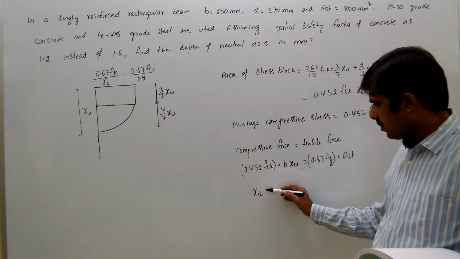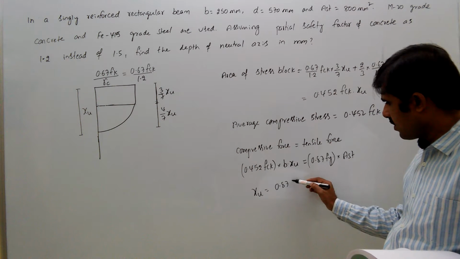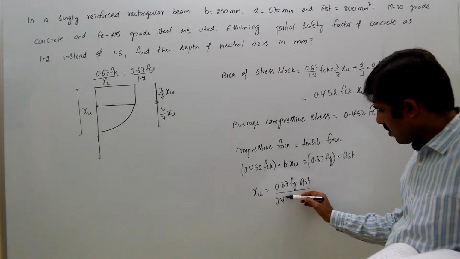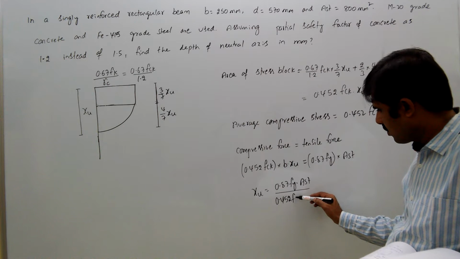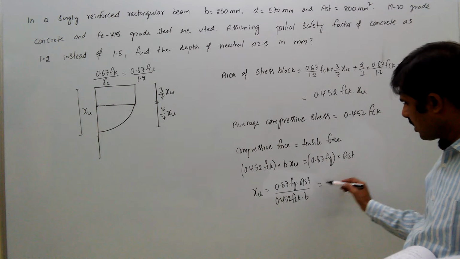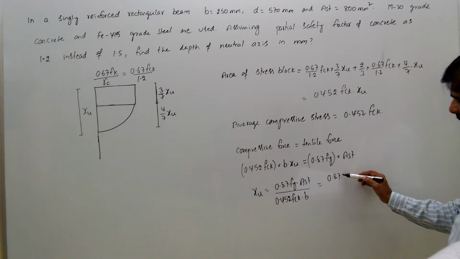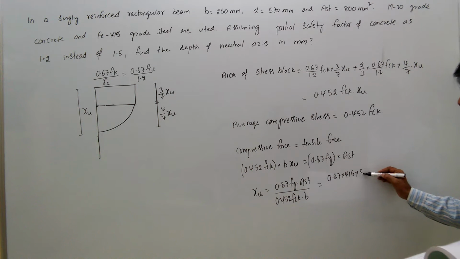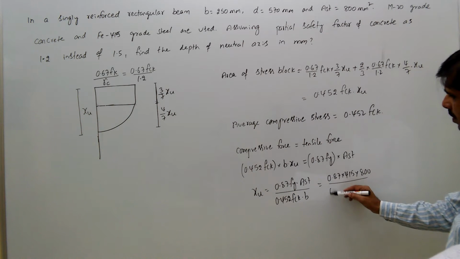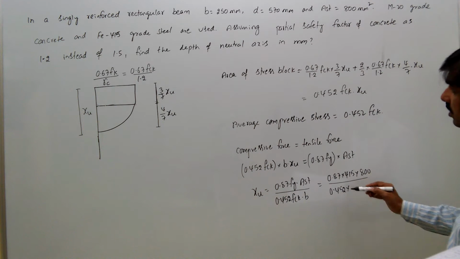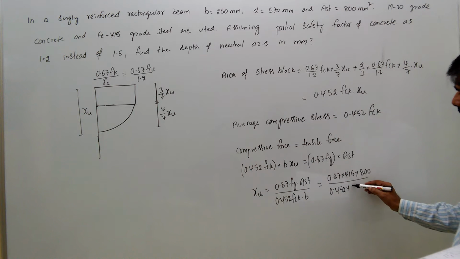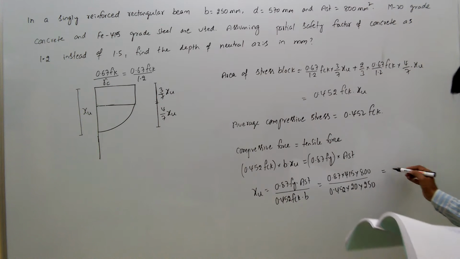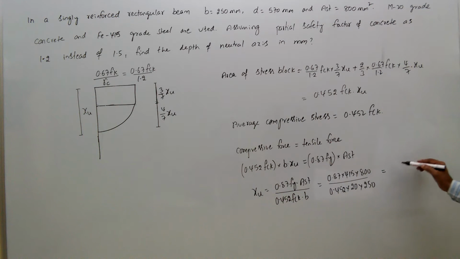Therefore, XU equal to 0.87 Fy AST divided by 0.452 FCK into B, that equal to 0.87 into 415 into AST is 800, divided by 0.452, FCK is 20, B equal to 250. So that equal to 128 mm.